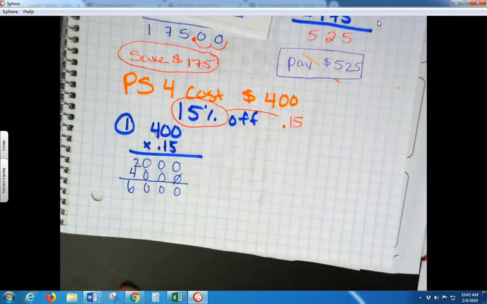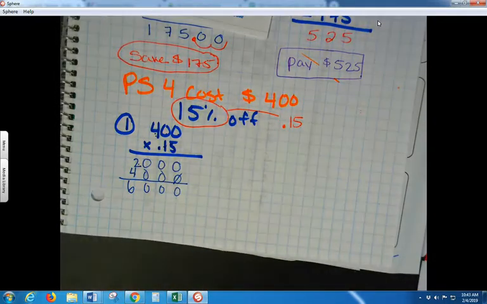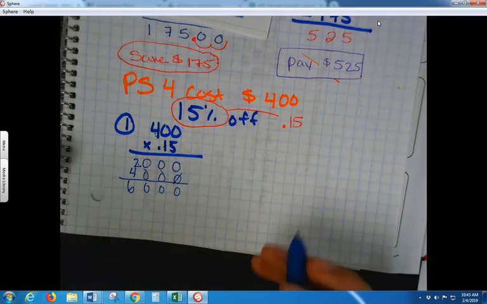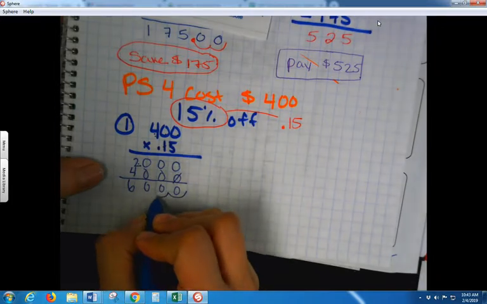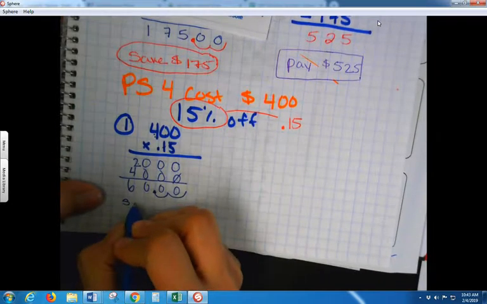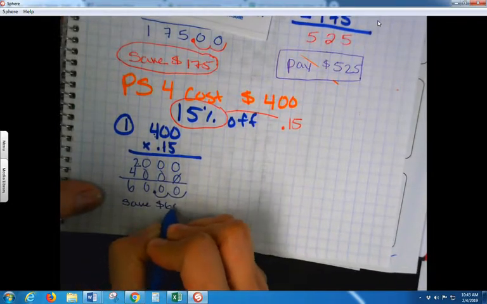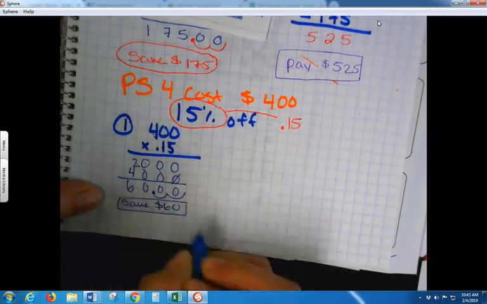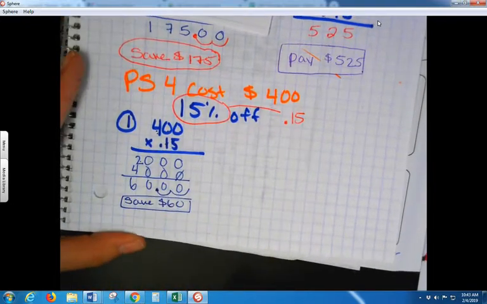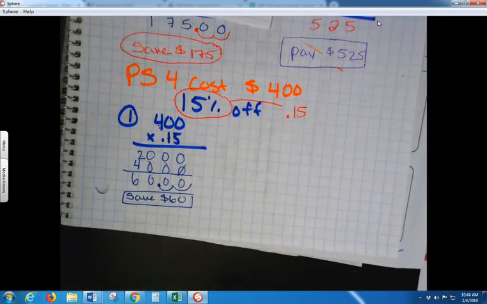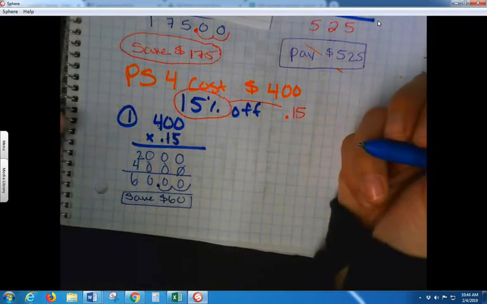Am I going to save $6,000? No. 60 because, excuse me, there is a decimal. Move it twice. So you're going to save $60. Am I going to pay $60? No. Nope, that's how much I save. It would be an excellent cost if I only had to pay $60.